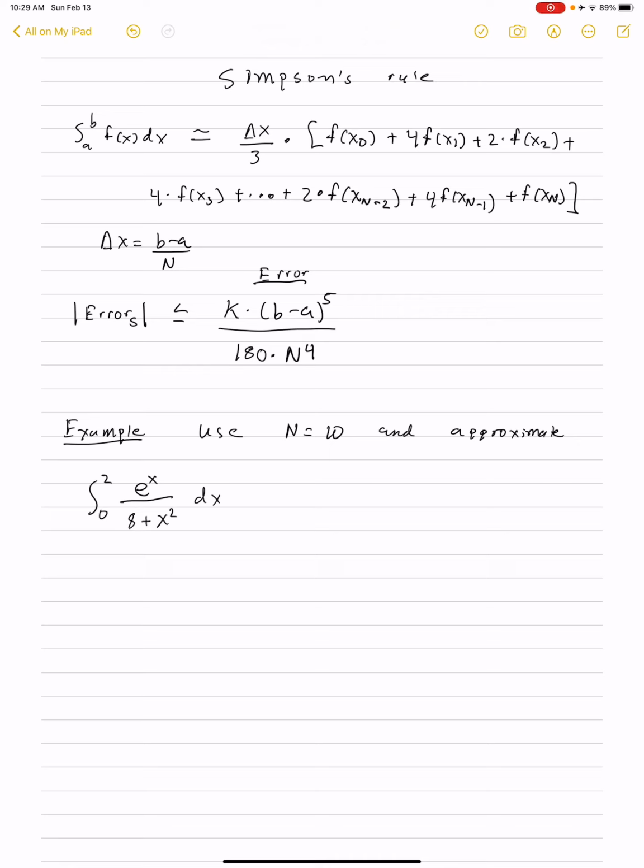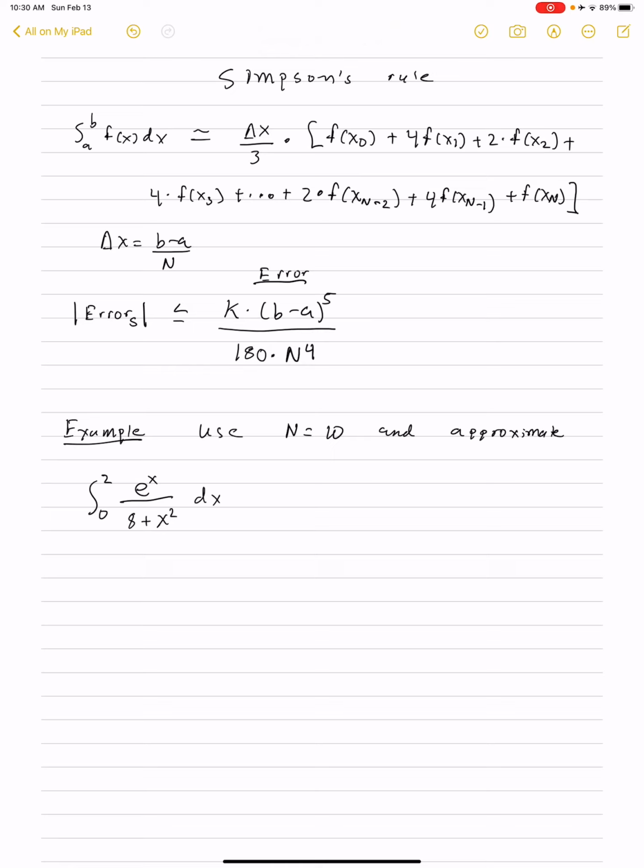Okay? So just be aware that what's inside the parentheses is always alternating between 4 and 2 except at f of x0 and f of xn. Those are the values. x0 will have the value of a, x sub n will have the value of b. The error bound for Simpson's rule is going to be given by k times b minus a to the 5th power divided by 180 times n to the 4th.